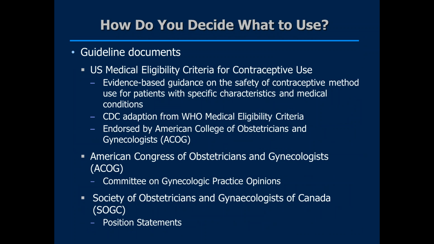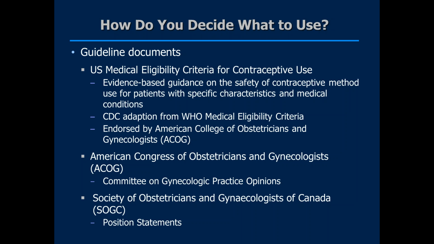So when you have a patient in front of you, how do you decide what to use? Guideline documents are a good place to start, and there are several out there, and I've listed some on this slide. The one I'm going to focus on is the U.S. medical eligibility criteria for contraceptive use. These criteria are a Centers for Disease Control adaptation from the WHO medical eligibility criteria, and they're endorsed by the American Congress of Obstetricians and Gynecologists.